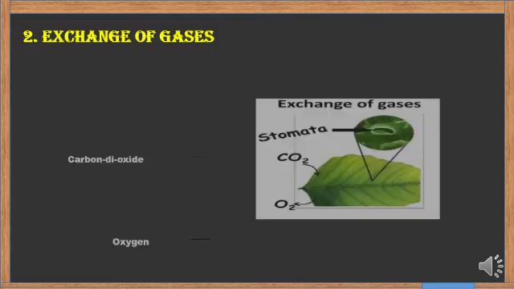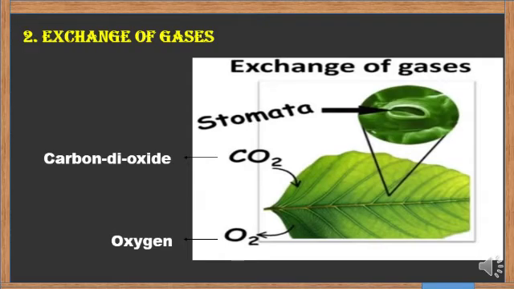Second function is exchange of gases. Besides making food, the leaves perform some other tasks too. The underside of the leaf blade has a number of tiny holes on its surface. These holes are called stomata. These stomata let water vapor and air pass through.